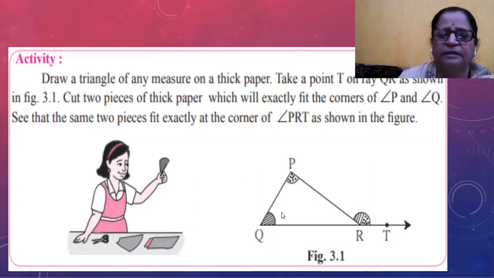See that the same two pieces fit exactly at the corner of angle PRT as shown in the figure. Means you have to cut this piece and keep it here. It will fit in this corner. You do it at home.